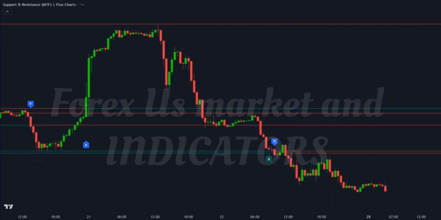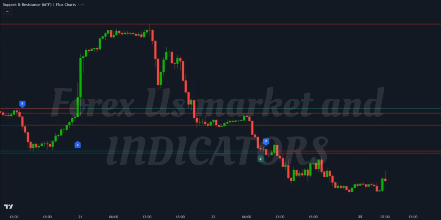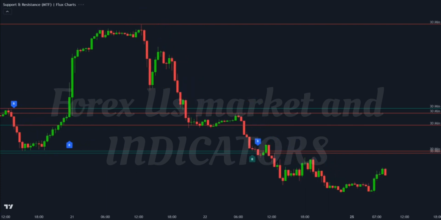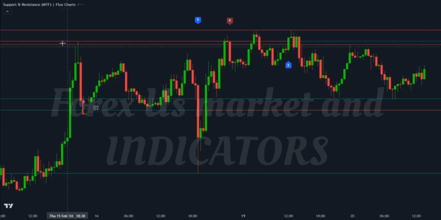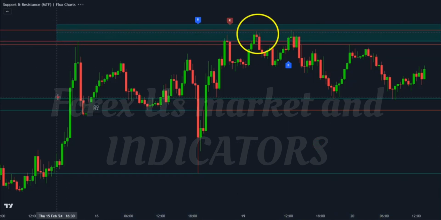Introducing a groundbreaking support and resistance indicator designed to revolutionize your trading experience on TradingView. The indicator offers a large variety of features. First, select up to 3 timeframes. Second, select the strength of supports and resistances. Third, select between zones and lines. Fourth, break and retest alerts.